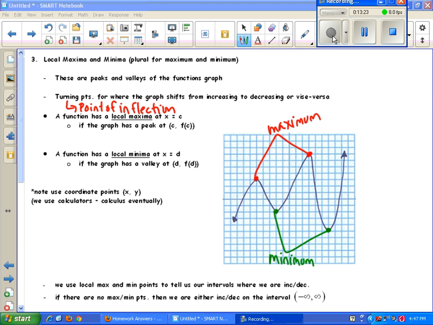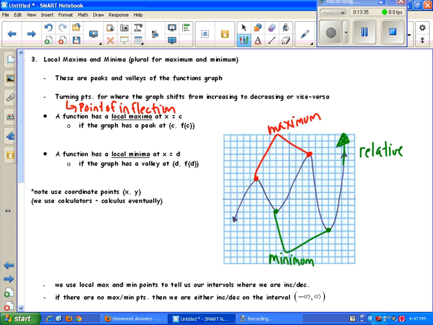So for these points that are maximums and minimums, notice that our graph on this end for the maximum keeps going to infinity. So these points that we have are usually referred to as relative maximum points, because relative to the points around them, they're a maximum. However, because our graph, again, right here goes to infinity, we know that it's not the actual highest point on our graph.